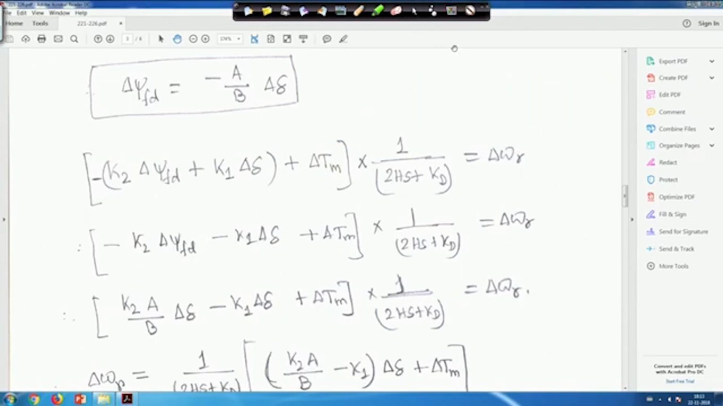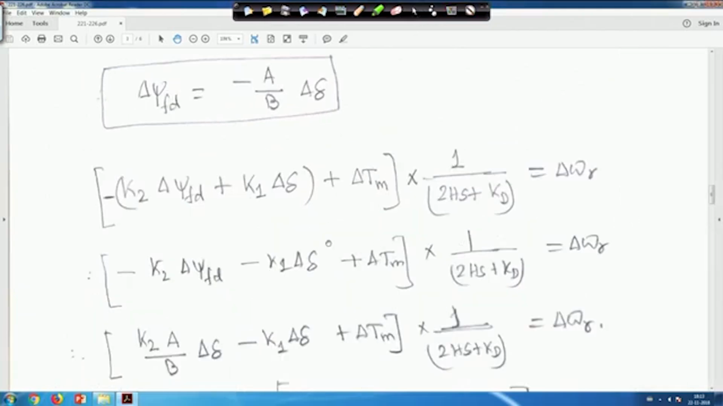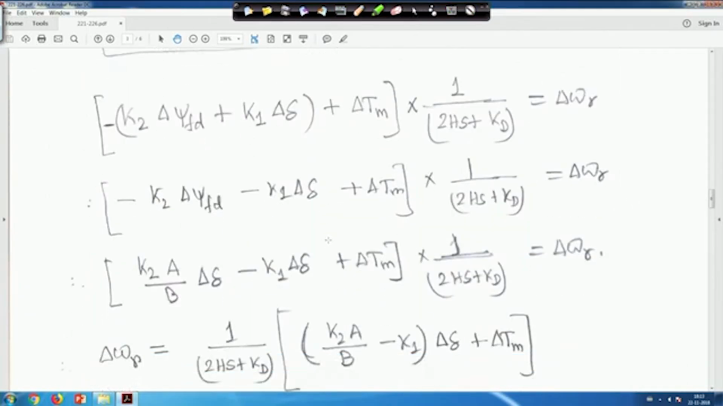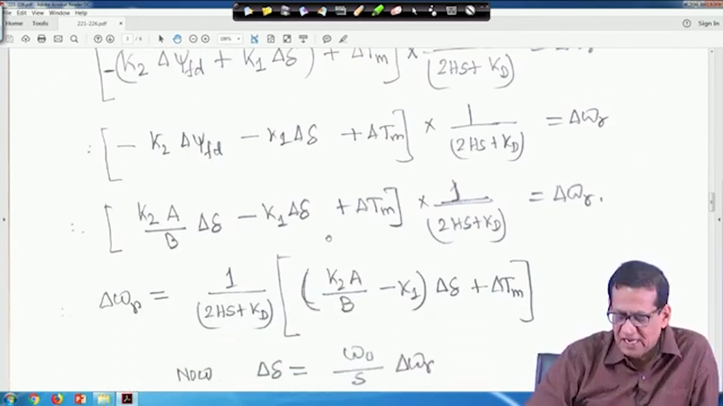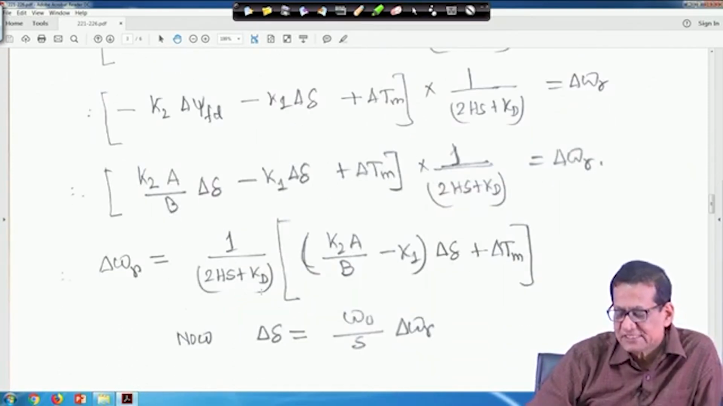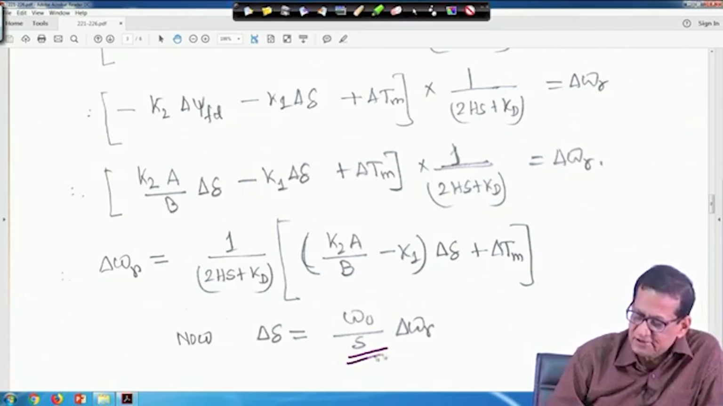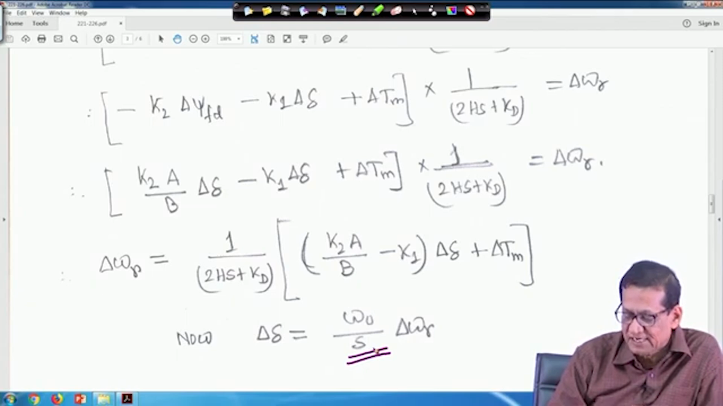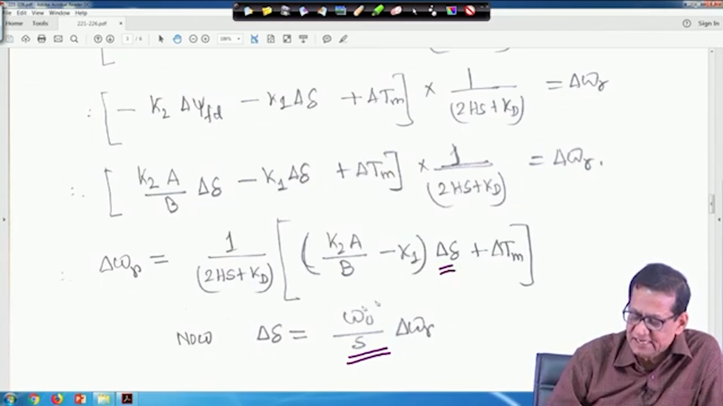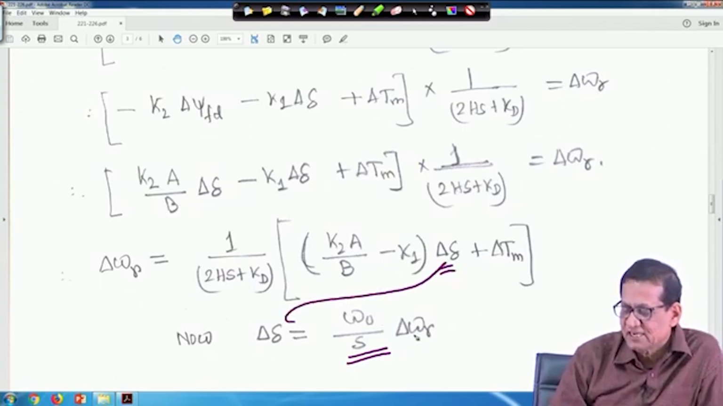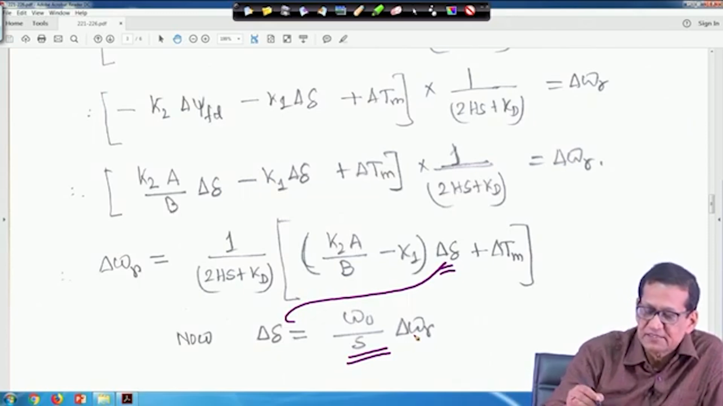Now, upon all sorts of simplification, delta omega r will become 1 upon 2Hs plus Kd in bracket, K2 a upon b minus K1, bracket close, delta delta plus delta Tm. And from figure 30 again we know that delta delta is equal to omega 0 by s into delta omega r. So, we have to substitute or replace this delta delta by omega 0 upon s delta omega r and simplify.